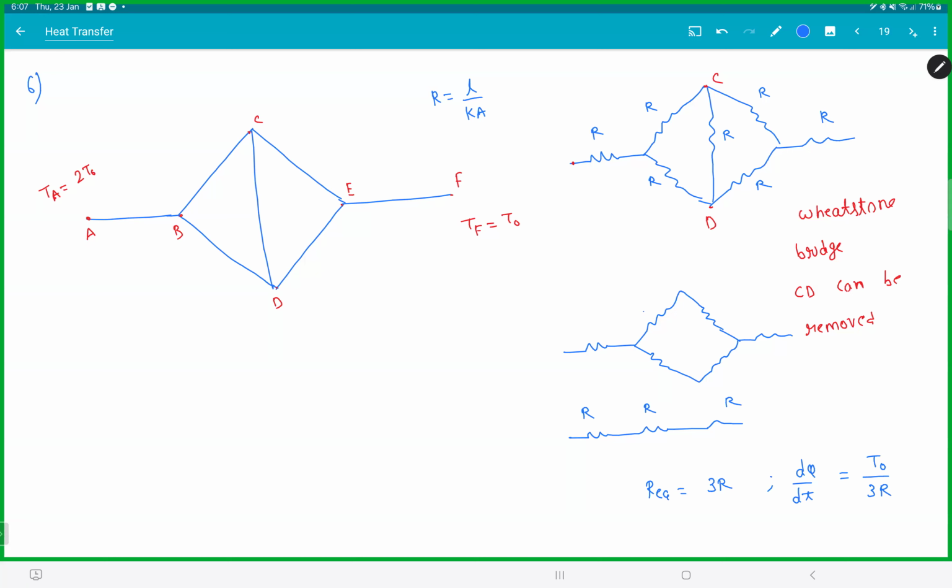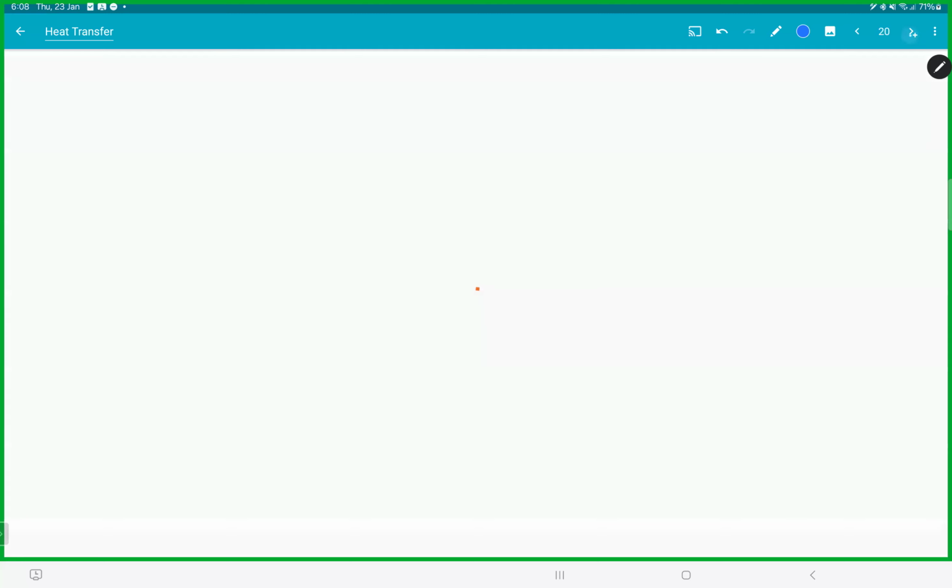Let's see. How can you get 5 T naught, right? Temperature 2 T naught and T naught. You created a higher temperature source. Again, you all are pioneers of free energy. See.